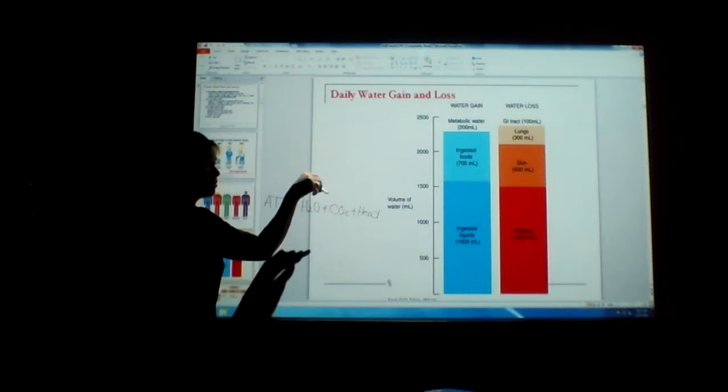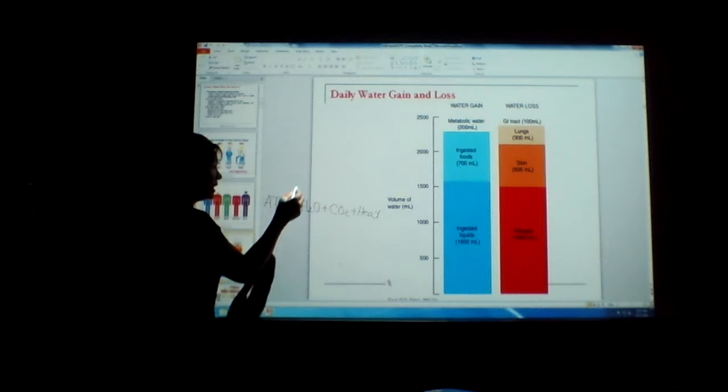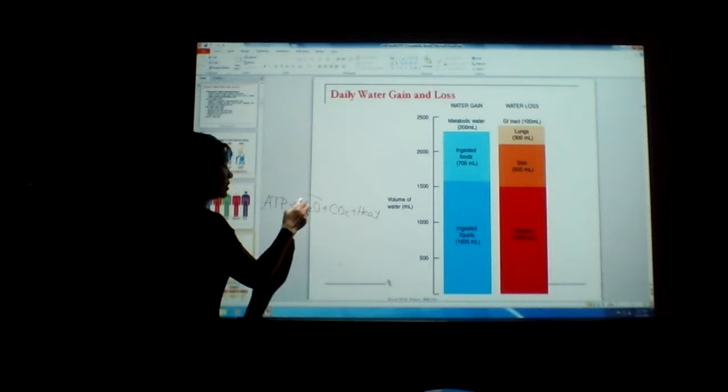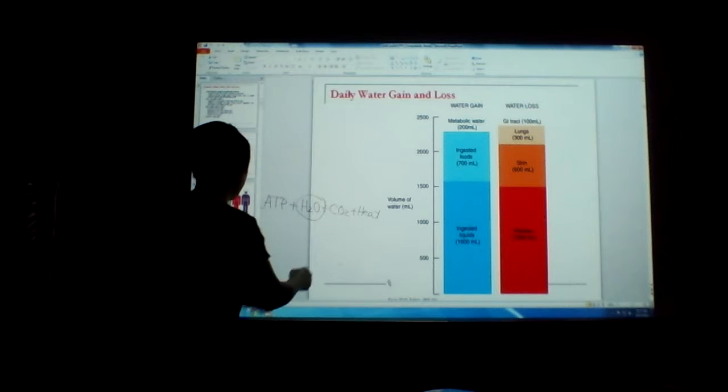So in your mitochondria, you send your glucose there, your fat or your protein. This is your breakdown product, so this is referred to as metabolic water. Okay? So they have to be balanced. It has to be balanced because of where you find water.